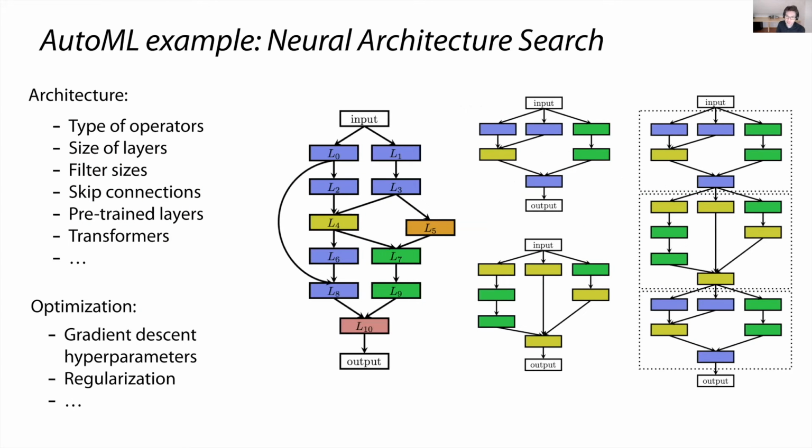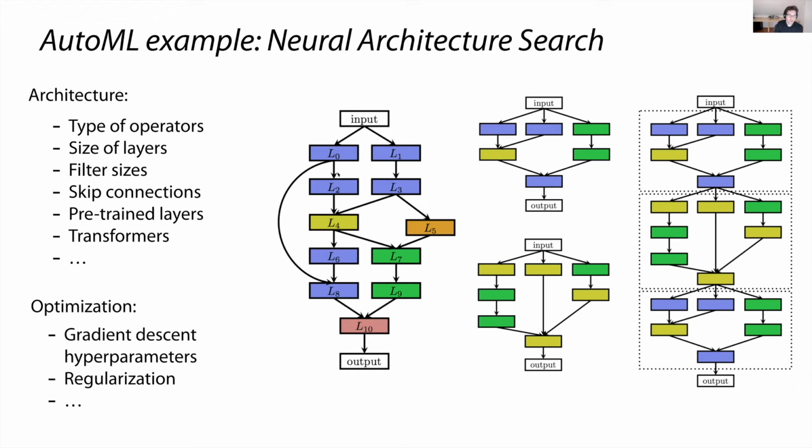In neural architecture search, it's a similar problem, but just on graphs. So in this case, you have to decide the architecture of the network. You need to choose which are the layers, the operators you have. For each of these, how many nodes do they use? If it's a convolutional net, what are the filter sizes? If it's a deep net, do you need skip connections? Do you need pre-trained layers or transformers, and so on?